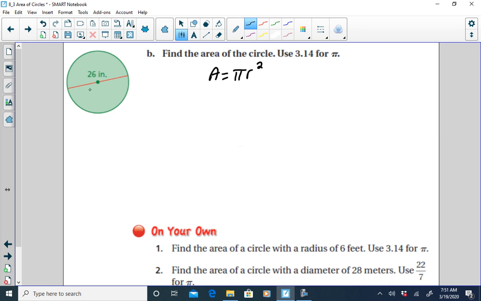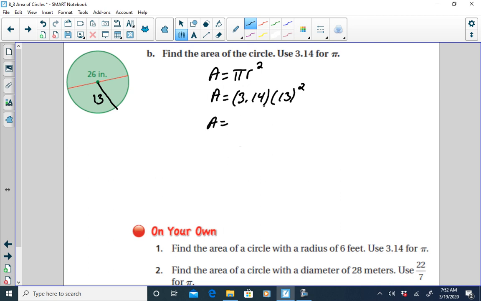So we go back to previous lessons, and we know that the radius is 1/2 of the diameter. So if the diameter here is 26, I know that the radius is going to be half of 26, so my radius is going to be 13. And that's what we have to use in our area formula. Right? So that's what we're going to do. Area is going to be equal to, we're told to use 3.14 for pi. The radius is going to be 13. I'm going to square that.